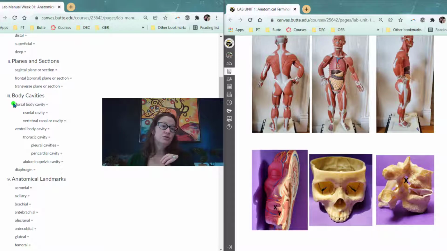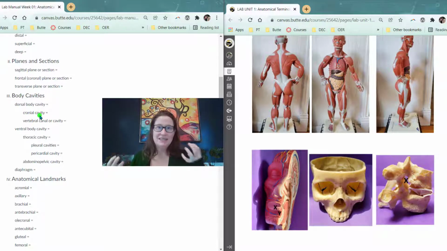So there are two large cavities that the head and the torso can be divided into. The dorsal body cavity, because it has the word dorsal in it, is going to be closer to the back, the spine, while the ventral body cavity is going to be closer to the belly, and in fact is going to be everything anterior to, everything in front of the spine. Then within the dorsal body cavity, we can further subdivide.